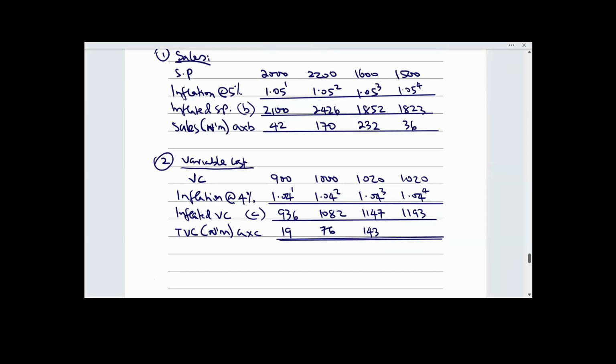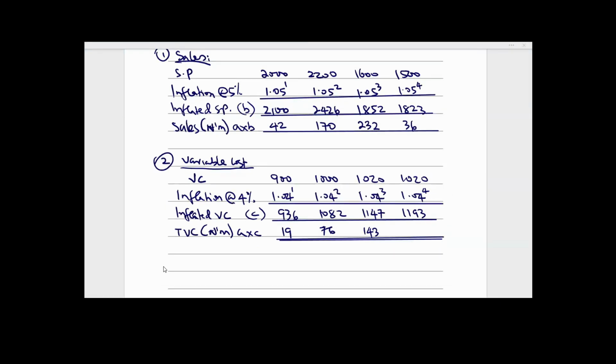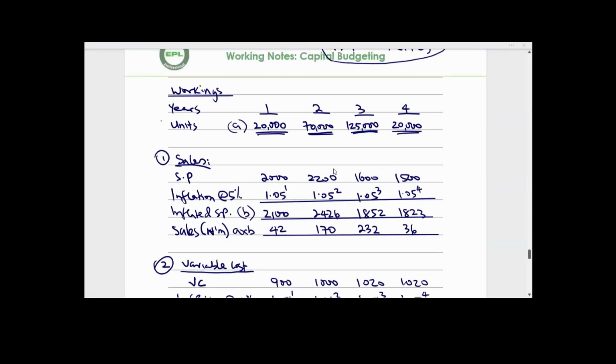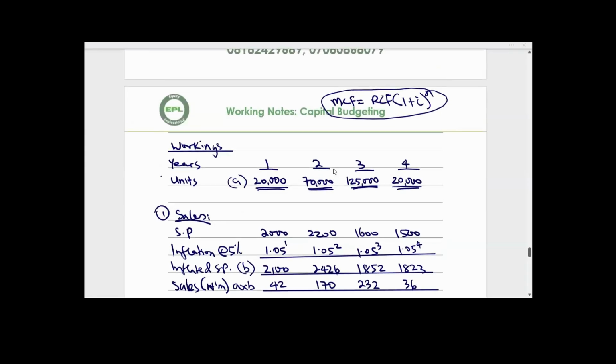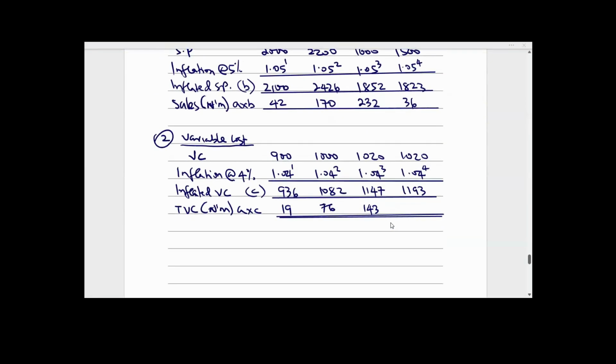And the 4th year, 1193 multiplied by units of year 4, which is 20,000, equal 23,860,000, rounding 24 million.